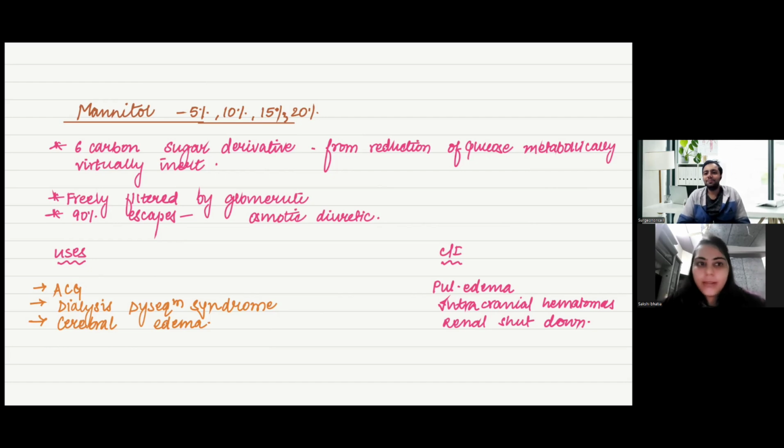Mannitol. As we all have studied in the diuretic chapters of pharma, it is an osmotic diuretic, which is a six-carbon sugar derived from the reduction of glucose metabolically, and it is virtually inert. The three major uses of mannitol are acute congestive glaucoma, dialysis disequilibrium syndrome, and cerebral edema. The contraindications are that it can't be given to pulmonary edema patients, and it should be used cautiously in cases of intracranial hematomas and renal shutdown.